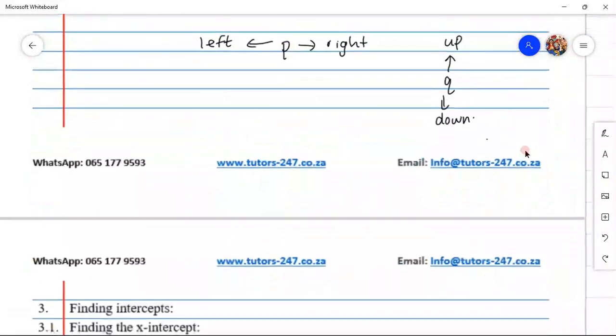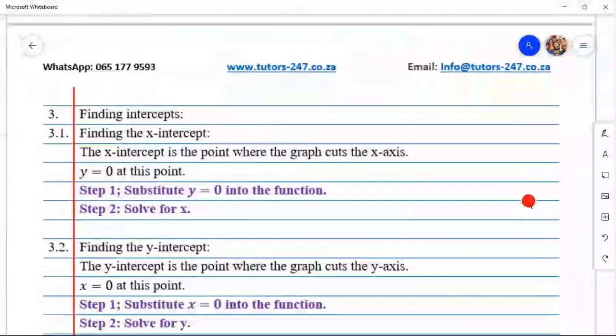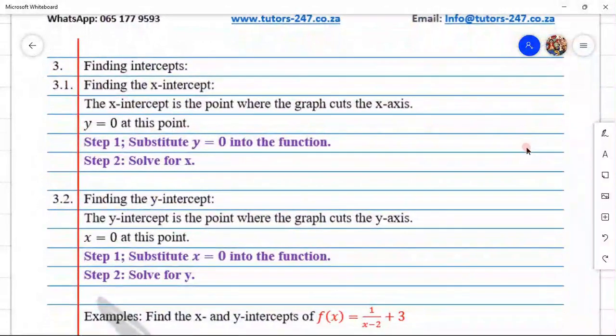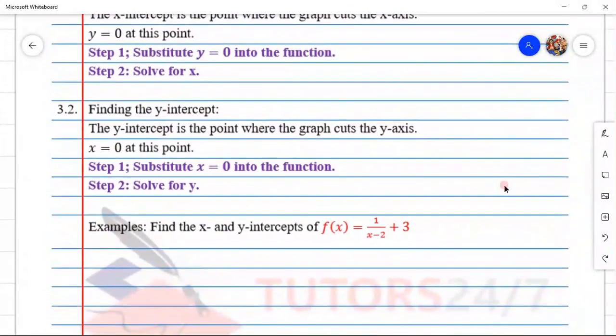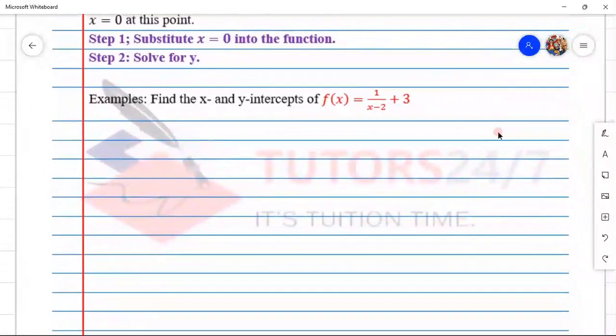Now, let's move on to point 3. Point 3 is finding intercepts. Whenever we are finding intercepts, if it's an x-intercept, we'll substitute y as 0 and solve for x. If it's a y-intercept, we'll substitute x as 0 and solve for y. An x-intercept is the point on the graph where the function cuts the x-axis and y is 0 at that point. A y-intercept is where the graph cuts the y-axis and x is 0 at that point.